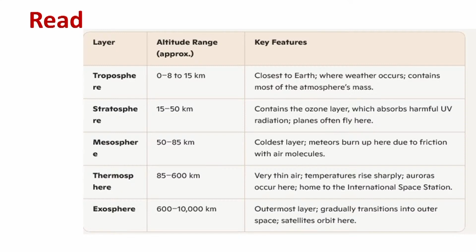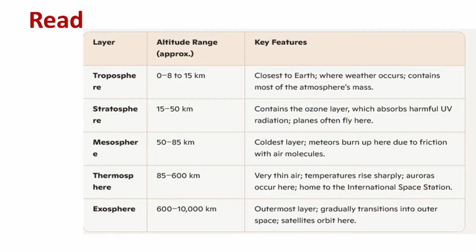We will talk in a little detail about the troposphere. Its altitude ranges from 0 to 15 kilometers. Its key feature is that it is closest to the earth, where weather occurs, and it contains most of the atmospheric mass. The second layer is the stratosphere. Its altitude ranges approximately from 15 to 50 kilometers. It contains the ozone layer, which absorbs harmful UV radiation. Planes often fly there.